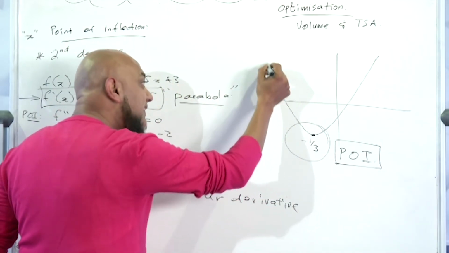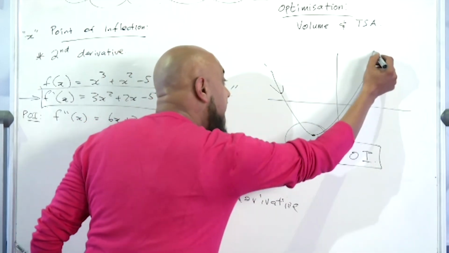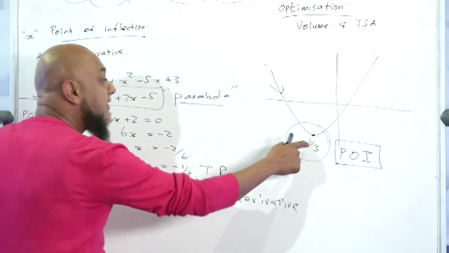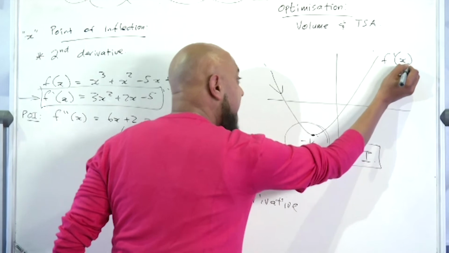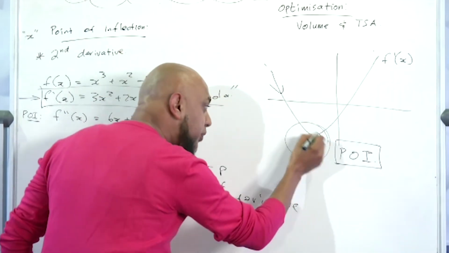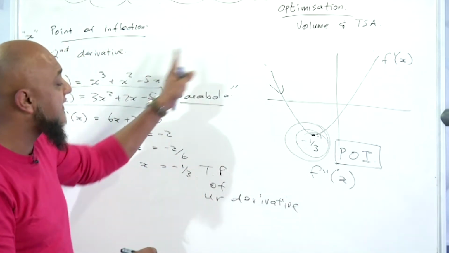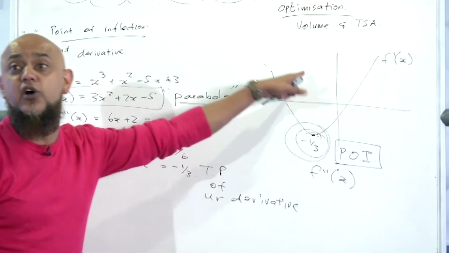It shows you exactly that the graph is changing from decreasing to increasing. That is your point of inflection, this minus a third, because this is the derivative of your derivative. So f dash x was your first derivative, and this point here is your f double dash x. After sketching the graph, the point of inflection represents the turning point of that parabola.